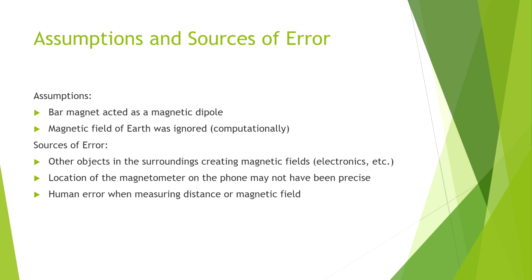As seen previously, there were several discrepancies between the experimental and computational data, mainly in the off-axis calculations. This is due to several assumptions and potential sources of error. Assumptions in this experiment include assuming that the bar magnet acted as a magnetic dipole and ignoring the magnetic field generated by Earth in the computational model. Some sources of error include other surrounding objects creating a magnetic field such as electronics, along with the location of the magnetometer on the phone being imprecise. Lastly, there was likely human error when measuring distances or magnetic fields experimentally.